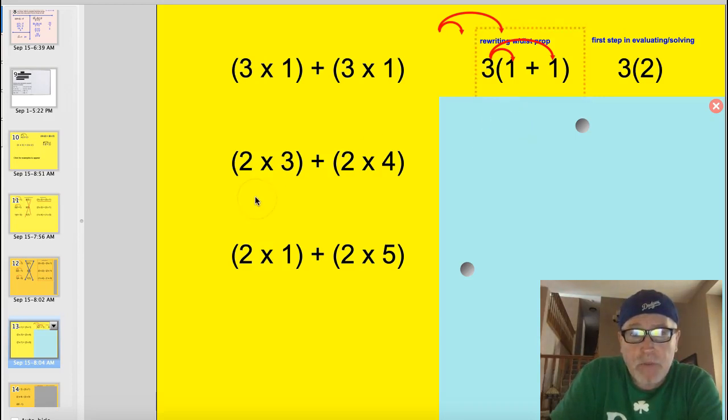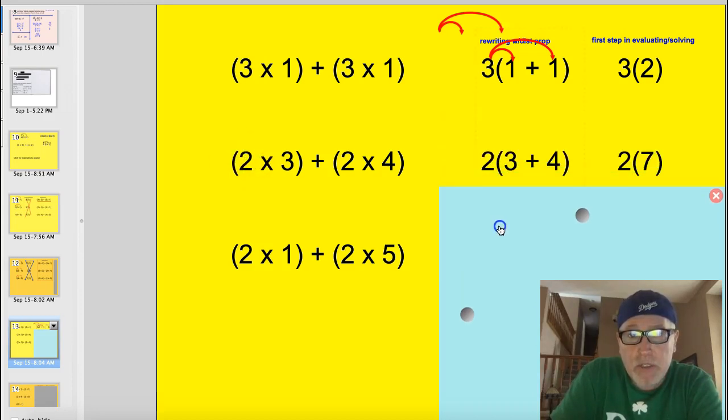All right? This one here, we're going to go from 2 sets. We're going to take this 2 and put that out front of the set of parentheses. Move the plus sign from the middle into the between, so we have 3 plus 4. So instead of 2 times 3 plus 2 times 4, we're going to take 2 times 3 plus 4.